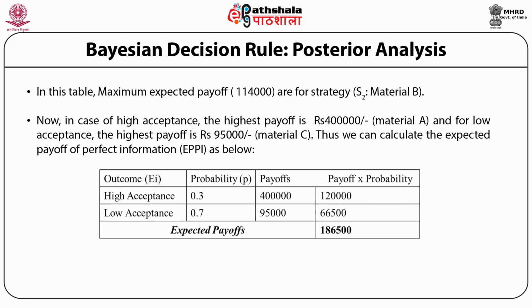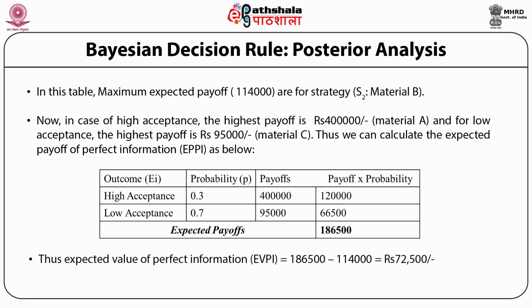So in the table, you can see that for high acceptance, the probability value is 0.3, highest payoff is 4 lakhs. So expected payoff would be 1,20,000. In case of low acceptance, you can see the expected payoff is 66,500. So total expected payoff equals 1,86,500. So the expected value of perfect information can be calculated as 1,86,500 minus 1,14,000 equal to 72,500. So if we have the perfect information, obviously we can increase our payoffs by 72,500. Otherwise, we will have to compromise with the expected payoff equal to 1,14,000 only.